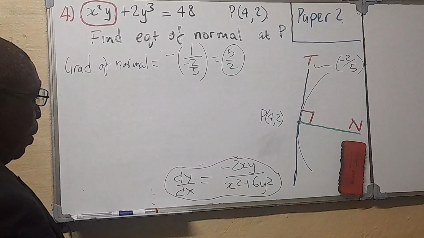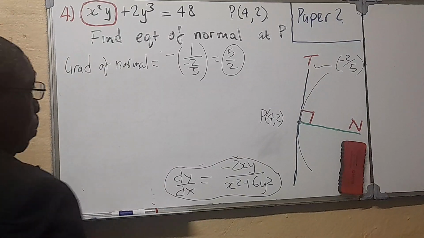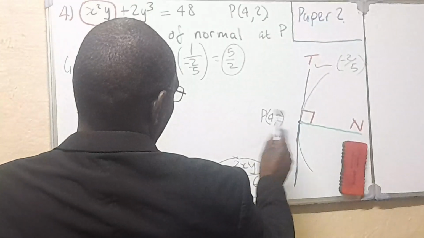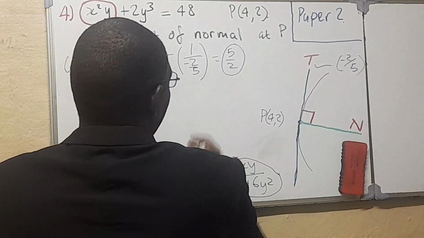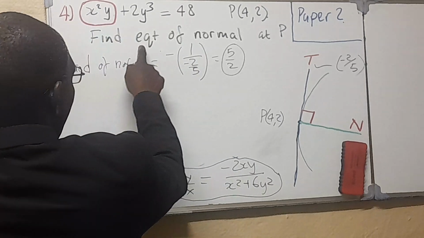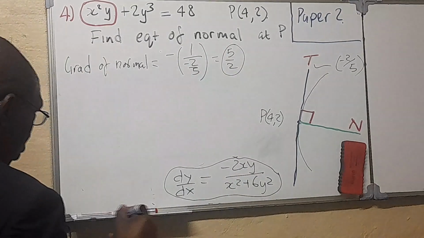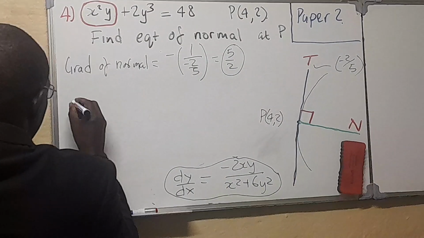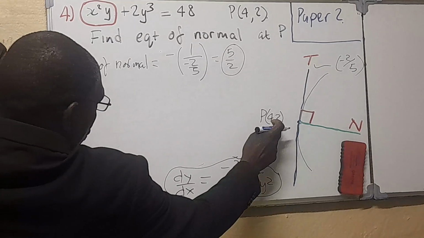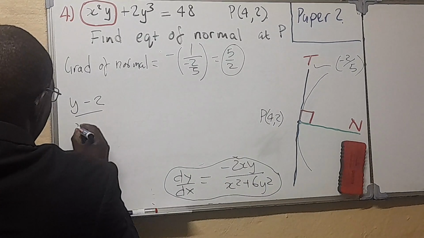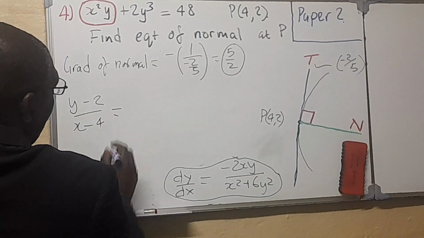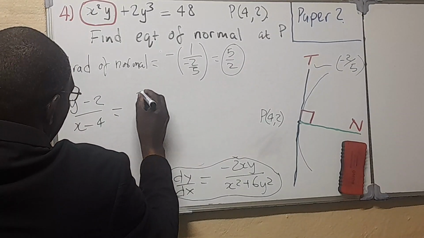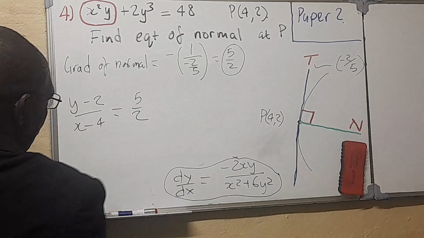What else do we know about this normal? Well, it also passes through the point (4, 2). So we know the point it passes through, we know its gradient, therefore we can find the equation of the normal. So what is it? We know that it is y minus 2 divided by x minus 4. And what is this equal to? It's equal to the gradient, which is 5 over 2.